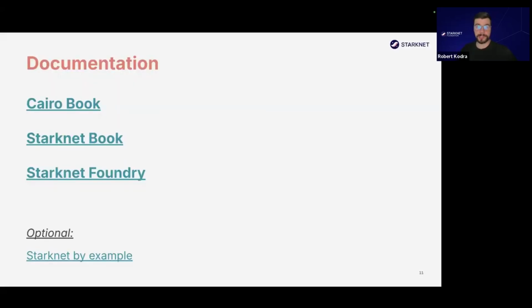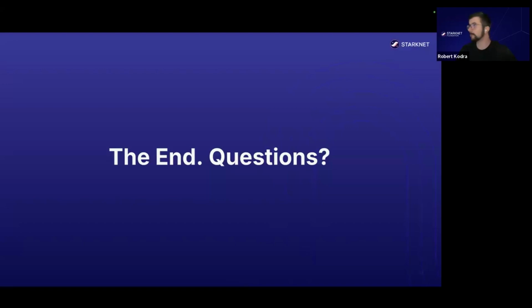As for resources, again, it's important to use the Cairo book. The Cairo book has everything that you need to know about Cairo in general. The Starknet book is the documentation about Starknet, and then Starknet Foundry, if you're interested in creating tests, you can find more information about that there. I also included, as optional, Starknet by Example. Starknet by Example is a collection of Starknet smart contracts that you can analyze at your own will to see how to build other, more complex smart contracts. And we reached the end 3 minutes earlier than the actual time.